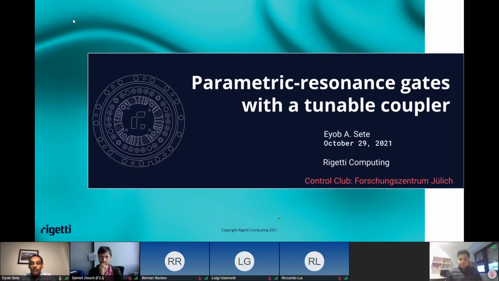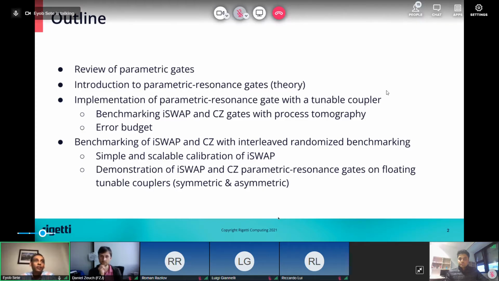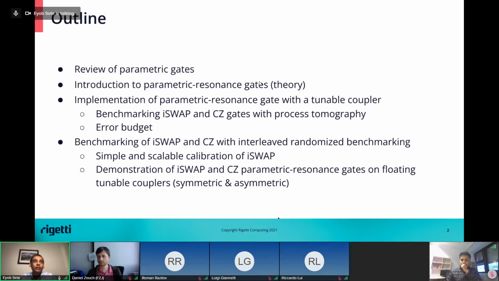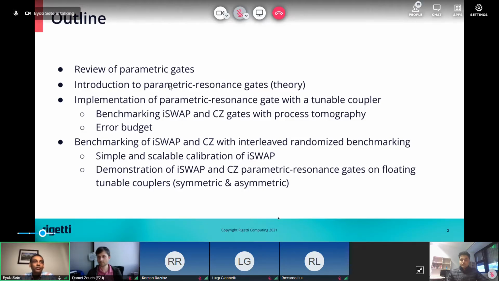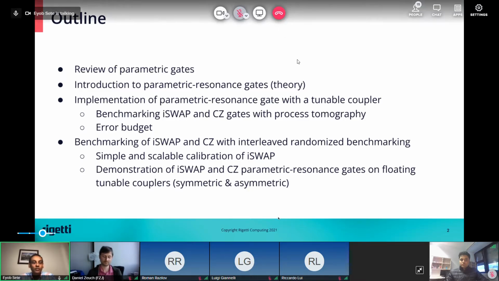Right. So first, I will review what parametric gates are, because this is the basis for parametric resonance gates. Effectively, it's a flavor of parametric gates. I'll show you some data on the implementation of these parametric gates on a particular tunable architecture, where we benchmarked iSWAP and CZ with process tomography, and discuss a little bit about what the error budget is for these gates.